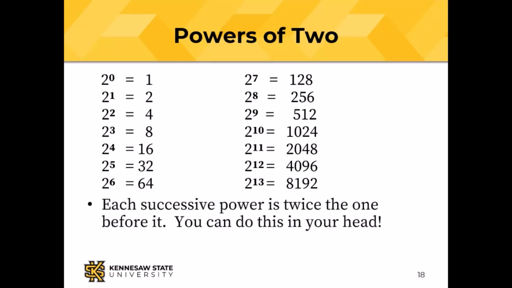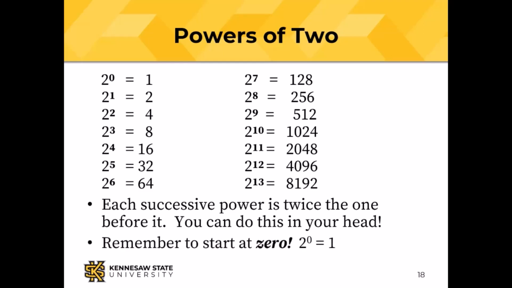Each successive power is twice the one before it. At least for small values, you can do that in your head. By the time I get to what's twice 8192, I might actually need a pencil and paper, okay? It's 16,384, but I did not do that computation in my head. I remembered it because I've been teaching this stuff for a quarter of a century.